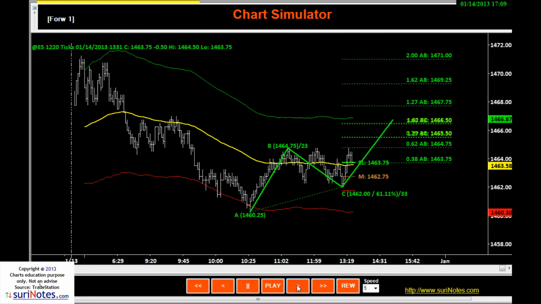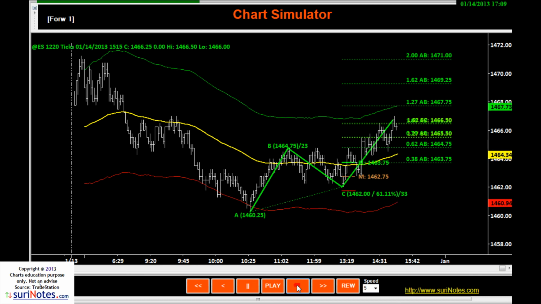So let's see how it actually evolved. I'm just going one bar at a time. And that's how it happened. The rest of the day it just came below, and it probably tried to reach that one more time, but I was already out of the trade. So that's how the ABC formed today.